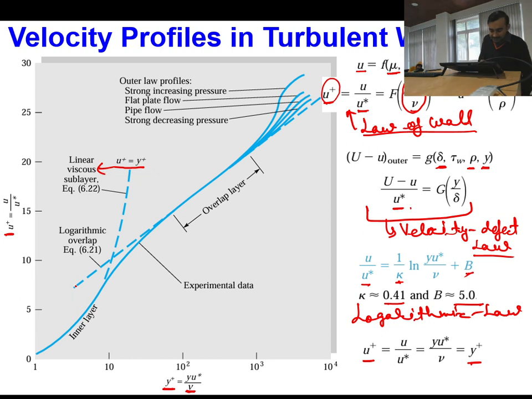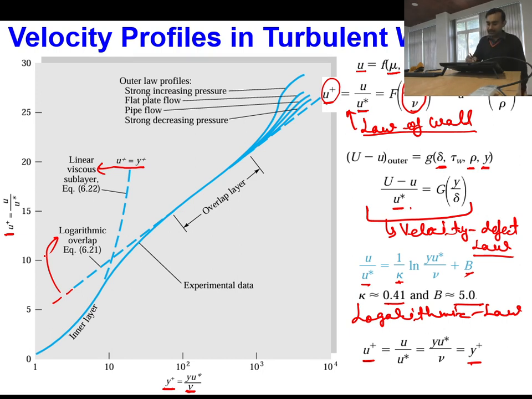Then I have this straight dashed line. Okay, so I have this log term dependence over here with y plus. If I plot it on a semi-log scale, it will come as a straight line. So this straight line over here is nothing but corresponding to the logarithmic overlap law.